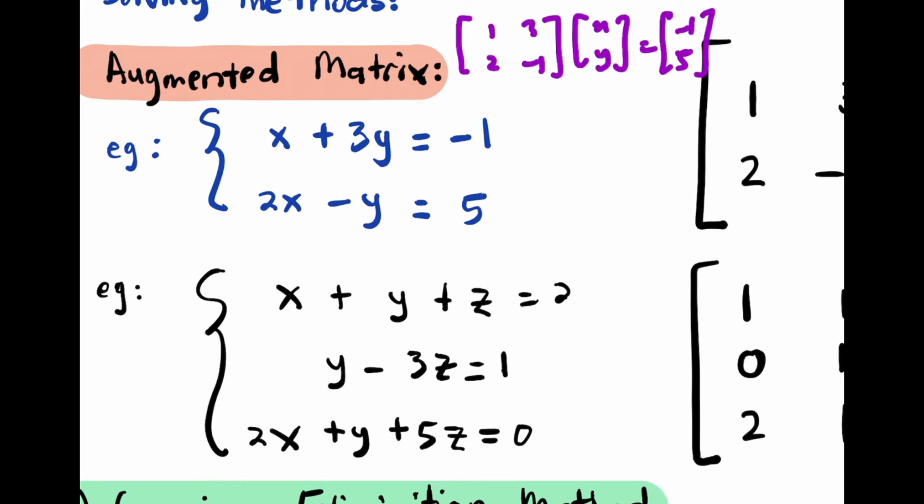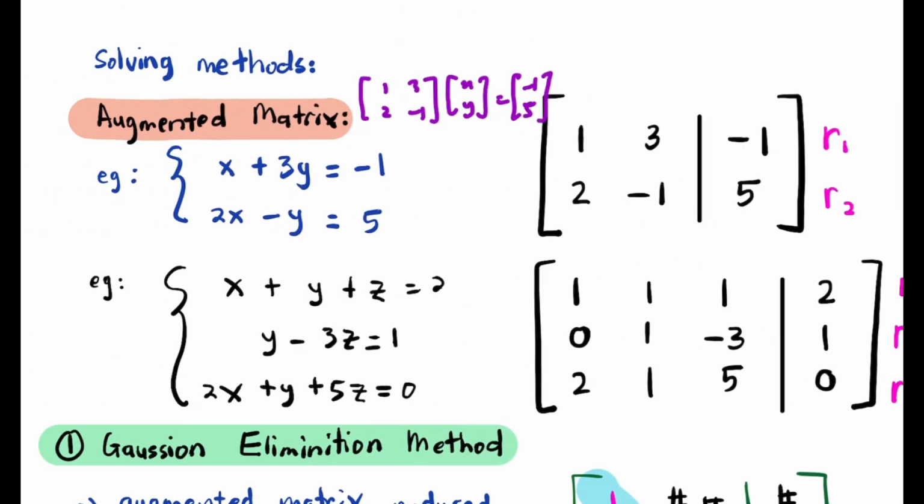So if you open up row times column, this is 1x plus 3y. So this is equal to -1. How about the second one? This is 2x minus y equal to 5. So you'll get this form back.